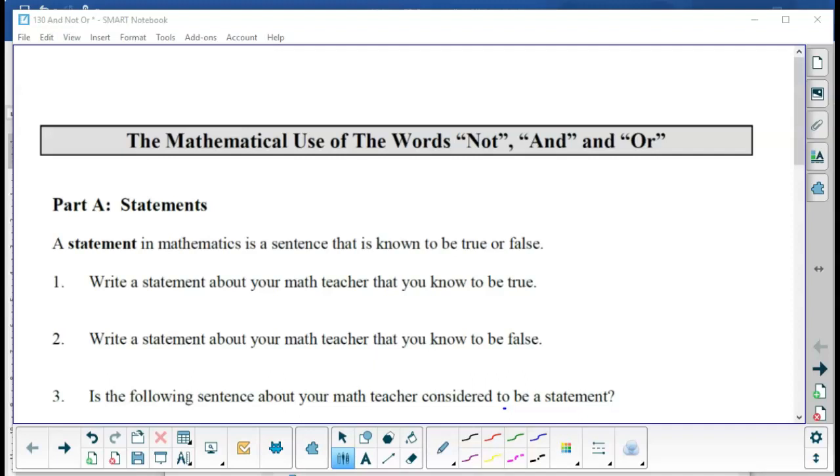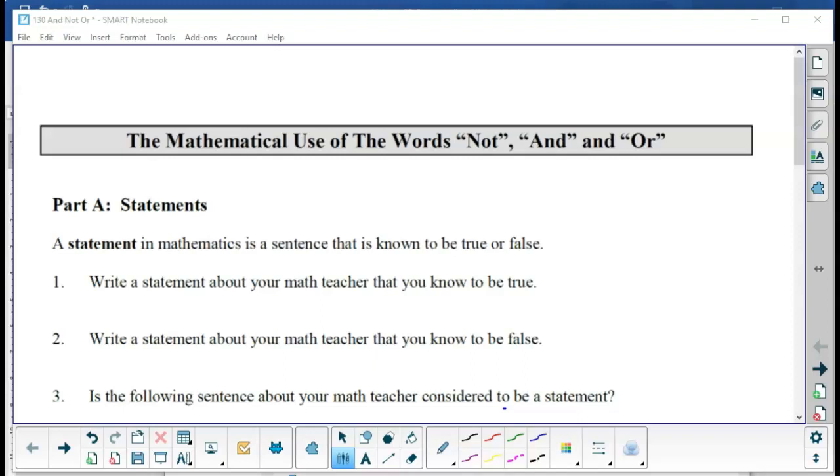Okay, so now we're going to look at some words that are used in mathematics that we want to make sure that we understand the math meaning of them. So let's look at some statements here. A statement in mathematics is a sentence that is known to be true or to be false. Okay, it's just a statement. So it's different from an opinion, right?